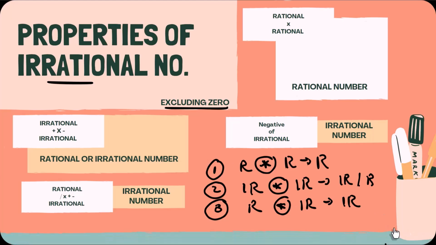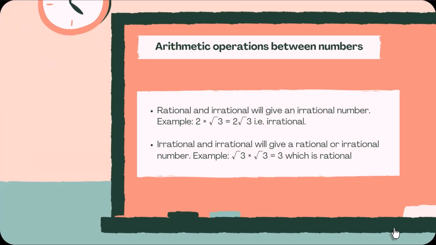So here we go, arithmetic operation between numbers. Like I said, rational with irrational will give an irrational number, so 2 into √3 is 2√3, which is irrational. Irrational with irrational will give a rational or an irrational number, so √3 into √3 is 3, which is rational.